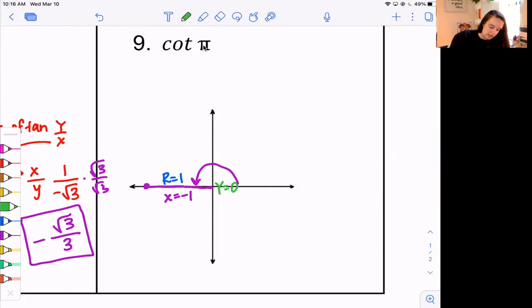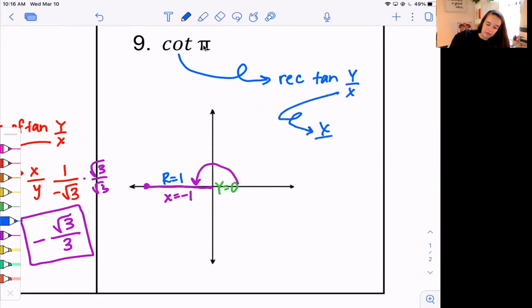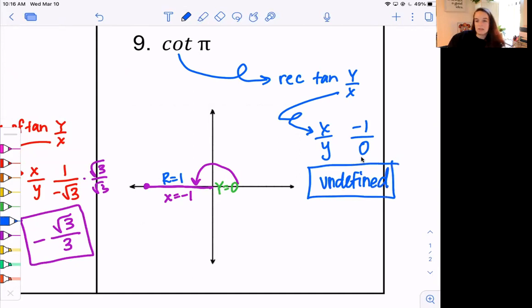All right, cotangent, as we stated, is the reciprocal of tangent. Tangent's y over x, so we're going to be flipping that over to x over y. So in this case, we have x is -1, y is 0. Anytime we're dividing by 0, we have a problem. We are undefined. So the answer to this one is undefined. If you were to put this in your calculator in radians, it would tell you error, undefined.